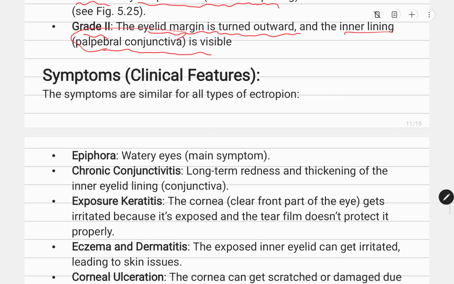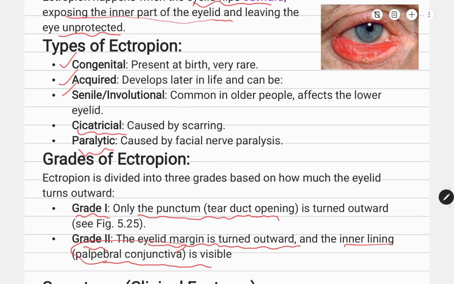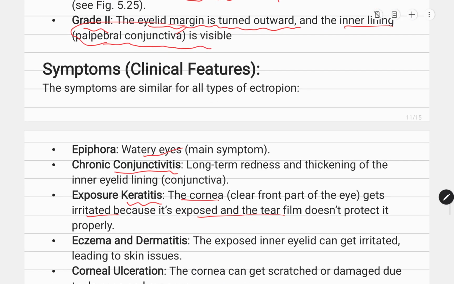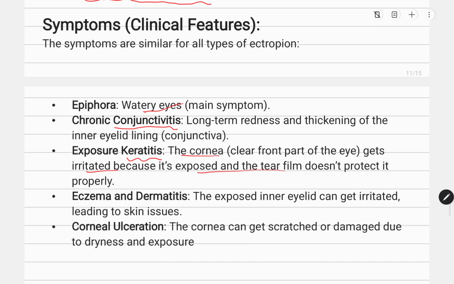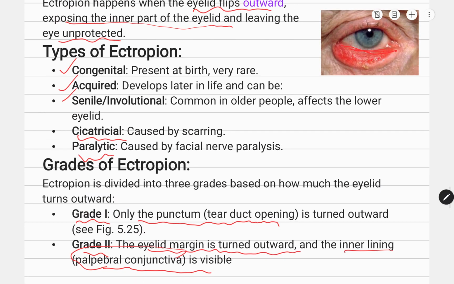Okay. Then its symptoms, the first one is watery eyes. The other symptom is chronic conjunctivitis may occur. It can cause exposure keratitis because the cornea is irritated, so the tear film is exposed, because in this case, as you can see, the cornea is now not protected. So in that case, keratitis may occur. It may cause dermatitis or corneal ulceration because the cornea is not protected. In that case, all of the complications occur because of non-protection of the cornea and then the eyeball.